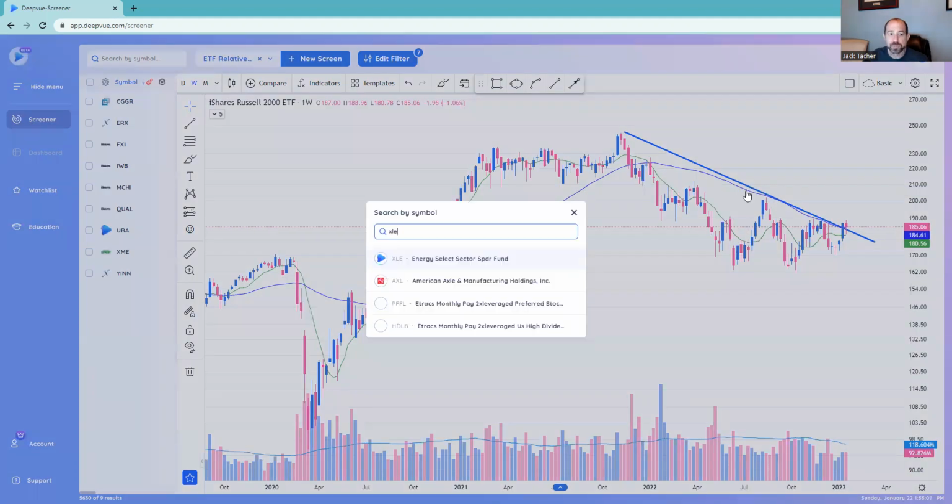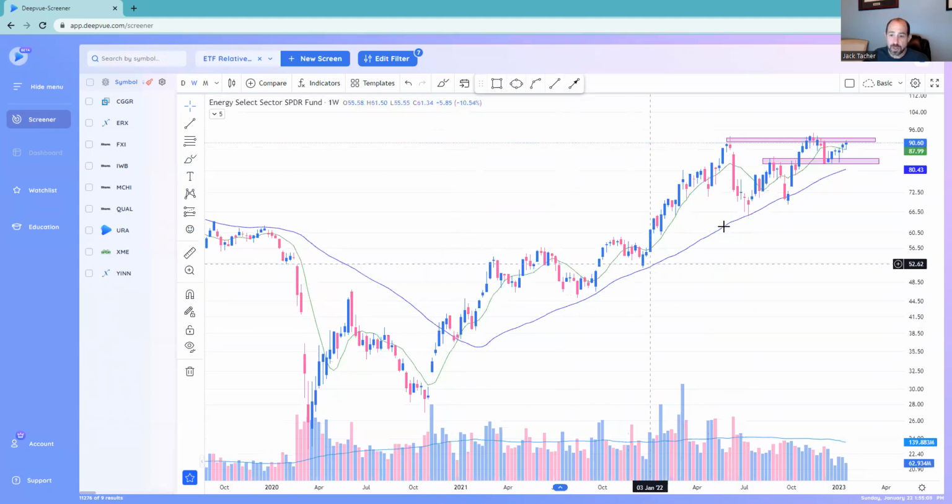Enough talking. XLE. All right, so XLE we can easily say is leading. So right now we have the MDY and we have the XLE. I don't care what you say about this, this is a leading sector. It has not broken down. It's above all. The cross was way back here. Looks great. XLF.